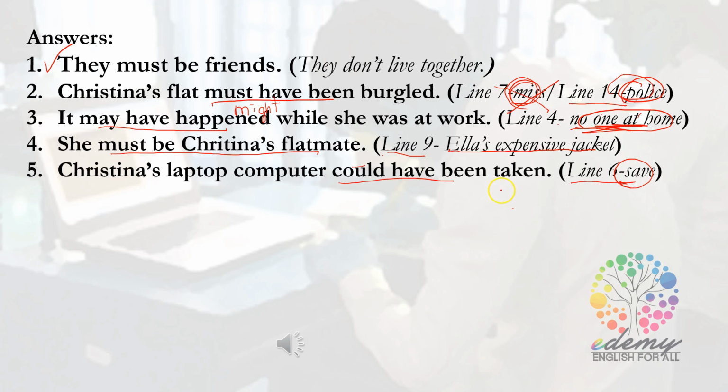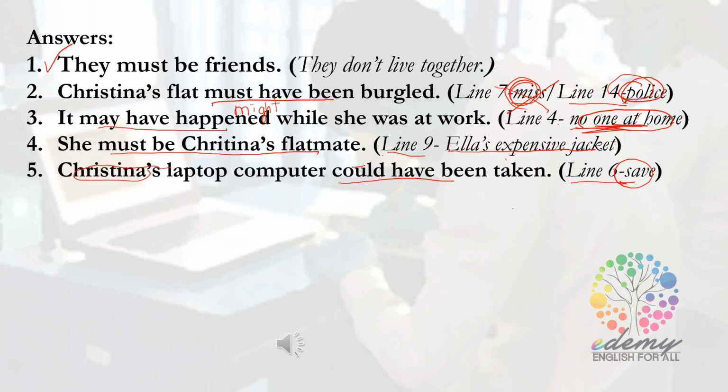And you see choice number 2, Ella's laptop might have been taken. It's not the right answer because when you look at the clue, Rachel says, have you saved everything? So the word you refers to Christina. The word you in the conversation refers to Christina, not Ella. So that's why choice number 1 is the right one.